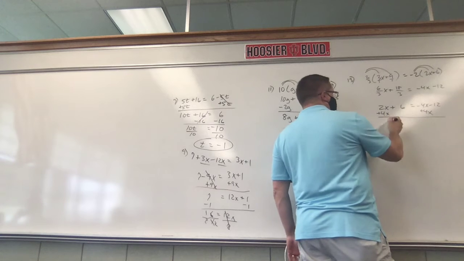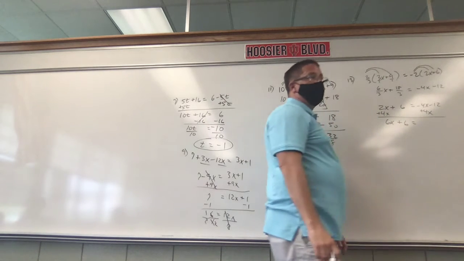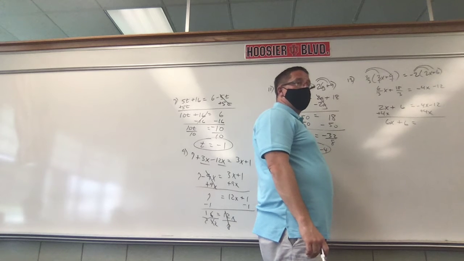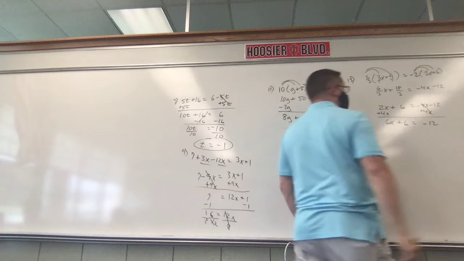2x and 4x is 6x plus 6. Now be careful here. Equals negative 12. A lot of students will put down 12. It's not 12. It's negative 12. There's a negative in front of that.